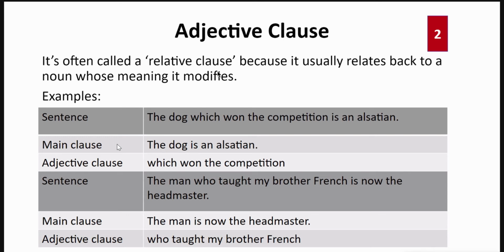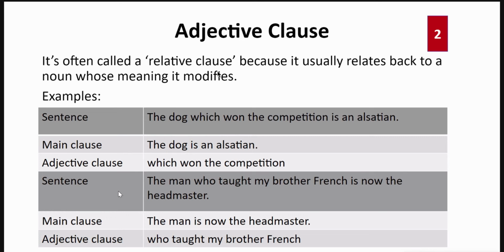The main clause or the independent clause is the dog is an Alsatian. The adjective clause is which won the competition. Which won the competition modifies dog. So this one can actually be derived from two sentences. The first is the dog is an Alsatian. The second, the dog won the competition. Since there are two sentences, then we can combine them into one sentence by using adjective clause. The dog which won the competition is an Alsatian.